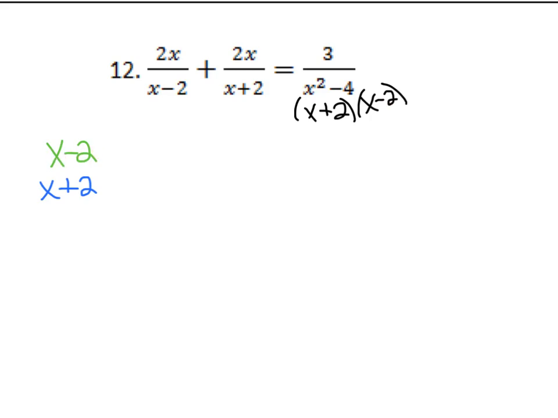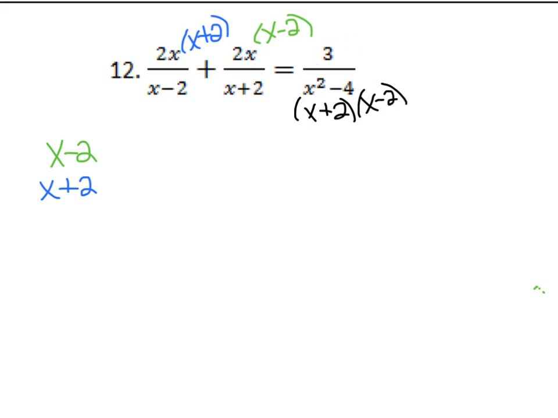So my first fraction has x minus 2, so he needs the x plus 2. Third fraction has x plus 2, so he needs x minus 2. And the last fraction has x plus 2 and x minus 2, so he doesn't need anybody.